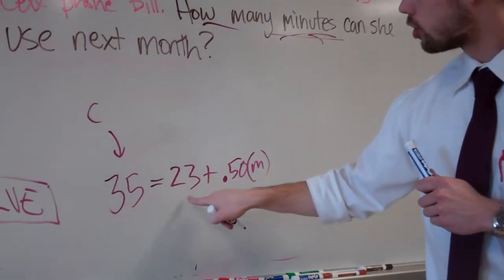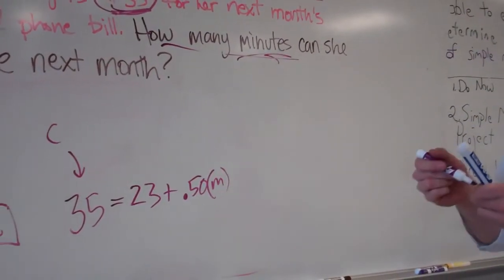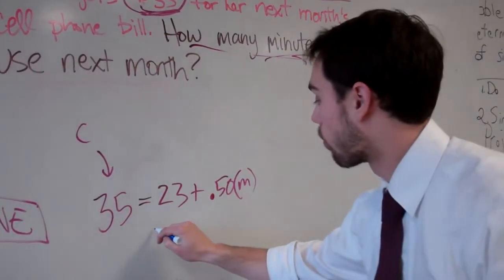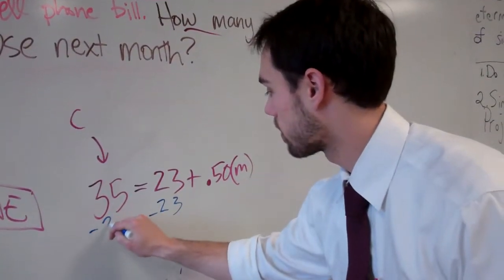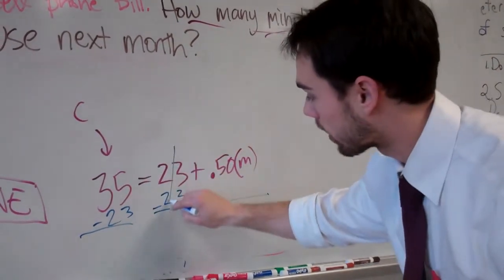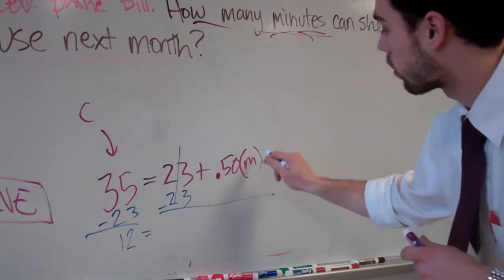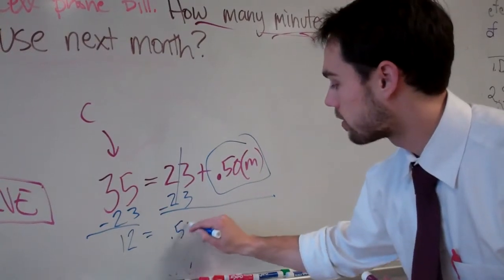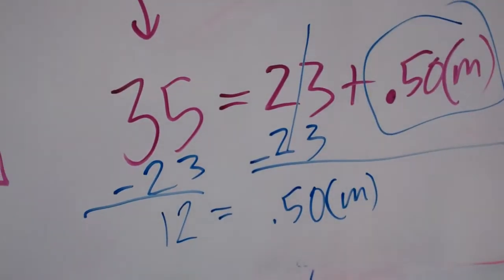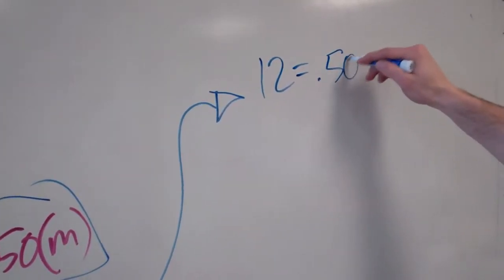We have a number and a variable. We got to solve for that M. So to do that, we basically go back to solving linear equations, just like we did last class. So we're going to subtract 23 first, because right now it's being added on to the M portion, so we want to get rid of 23. 35 minus 23, well, that's 12. That's going to be equal to, well, the only thing I have left is my 0.50 times M. Remember, I'm trying to solve for how many minutes she can use. So I'm going to actually zoom on up here. So I got 12 is equal to 0.50 times M.